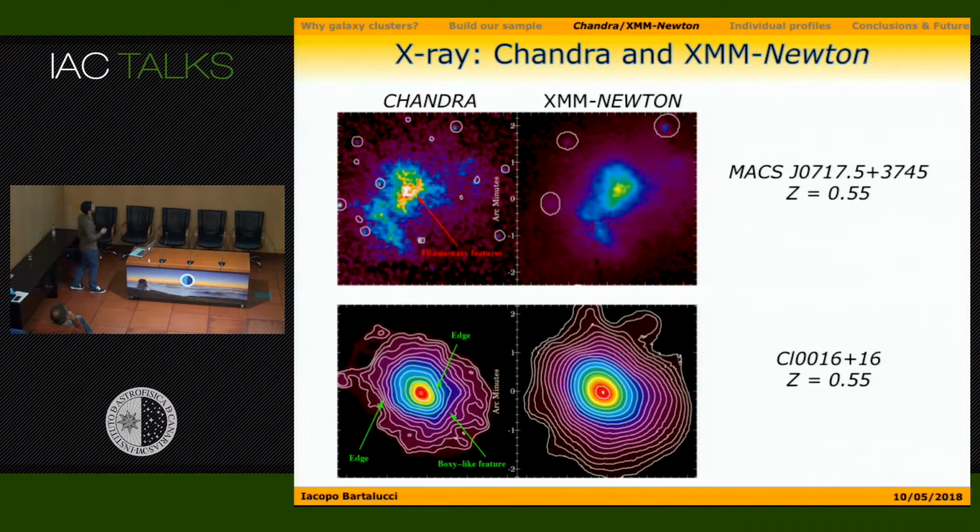But here, for example, with this other cluster, you see that at 0.8 arcminutes the Chandra isocontours start to become noisy. While with XMM-Newton, because of the bigger effective area, and so because of the large statistics, you can still detect good signal up to 2 or even 3 arcminutes.